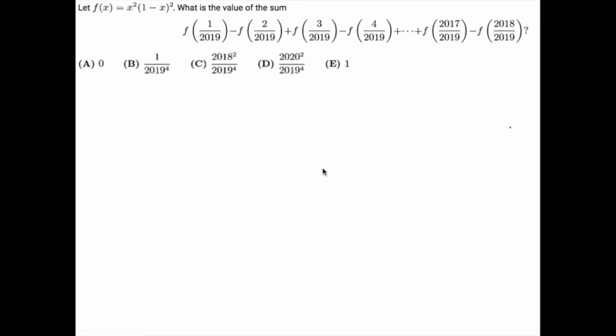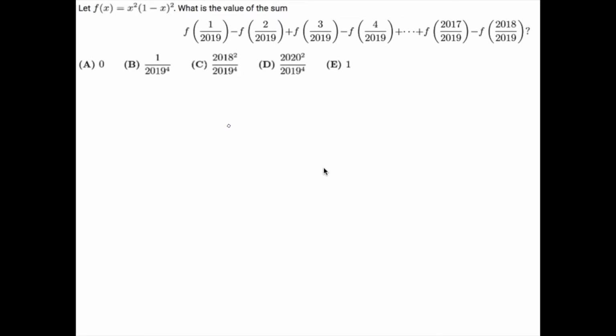This problem is question number 8 from the 2019 AMC12B. It reads, let f of x equal x squared times the quantity 1 minus x squared. What is the value of this sum? So this problem can look kind of difficult at first glance since you got 2018 different terms. However, if you take a closer look, you'll notice that like a lot of different alternating sum problems, a lot of these terms will cancel.